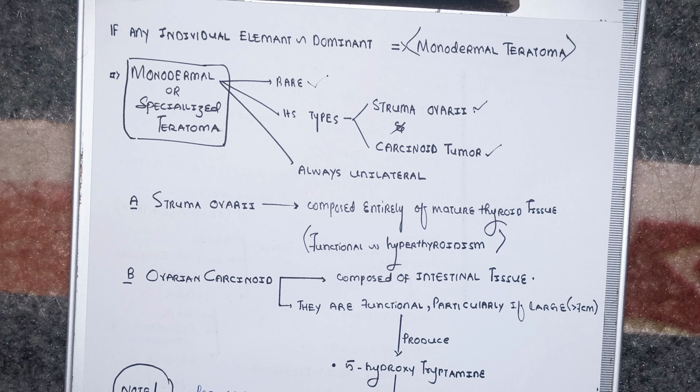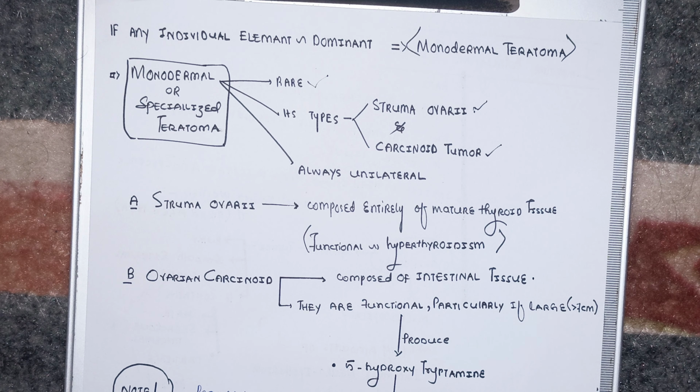Okay. And another type of the monodermal or specialized teratoma is ovarian carcinoid. Ovarian carcinoid is the condition where there is intestinal tissue very much dominating. Intestinal tissue. Okay. And this tissue may be functional in producing 5-hydroxytryptamine in cases if this is very large. If the ovarian carcinoid is large, greater than 7 centimeters, it can be functional and can produce 5-hydroxytryptamine. And this 5-hydroxytryptamine, what does it do? It can cause carcinoid syndrome.